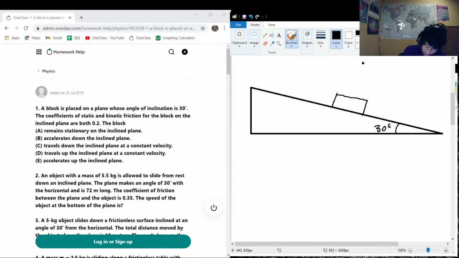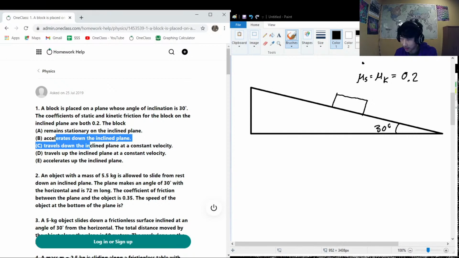Okay, so assuming we have a block like this, we know that our mu s is equal to our mu k. These are coefficients of friction, equal to 0.2. Okay, so we want to find out pretty much how is this block going to interact with the ramp. Is it going to stay in place? Is it going to slide down? Is it going to travel up at a constant velocity? Is it going to travel down at a constant velocity? Or is it going to accelerate up?